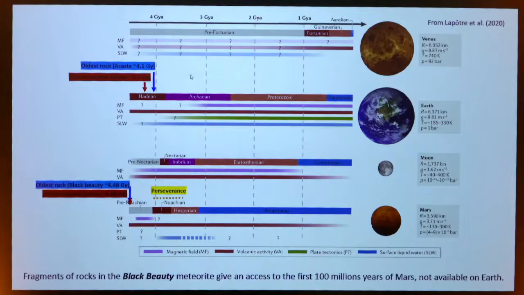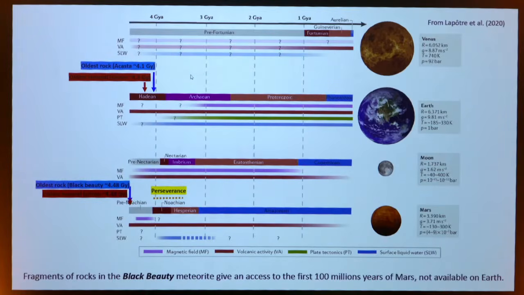So let me start with this general sketch about the geological evolution of various planets here. So if we consider the Earth here, the oldest rock we have for the Earth is coming from the Acasta gneiss in Canada. It is dated at 4.1 gigayears, but we do have some older geological records from single minerals, zircons, coming from Jack Hills in Australia and dated up to 4.3, 4.4 gigayears.